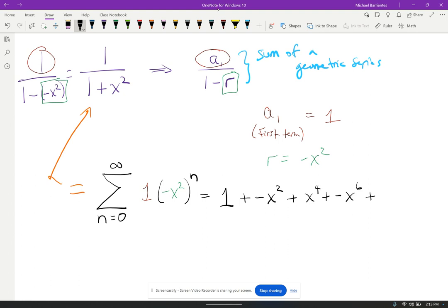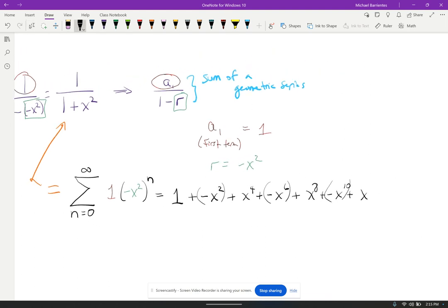What if I substitute a 4? Then negative x to the second to the fourth power is going to be x to the eighth, and so on and so forth. Negative x to the 10th plus, and I'm just going to say, and it goes on forever. Now, some people say, well, I don't want to put a plus and negative. Why don't I just say 1 minus x squared plus x to the fourth minus x to the sixth plus x to the eighth minus x to the 10th. This series that I'm creating is what we're going to call a power series.